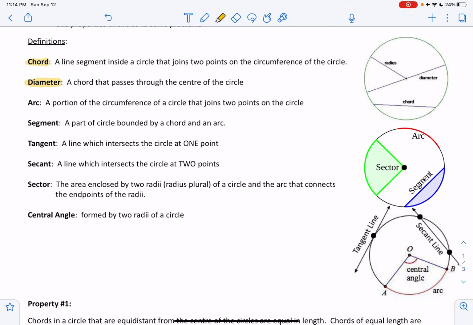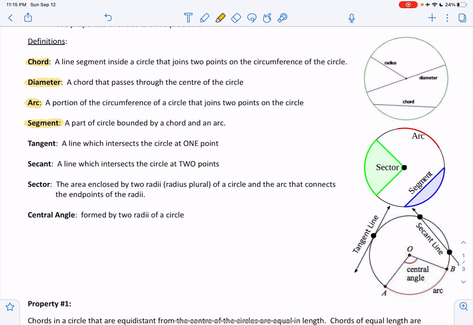Now the next one is an arc. And an arc is a portion of the circumference of a circle that joins 2 points on the circle. So there's one over here. This is an example of an arc. And an arc is kind of like the measure of the crust of our pizza, right? So if this is a pizza here, the arc would be the crust. So just this little bit of crust in between these 2 points, that is our arc.